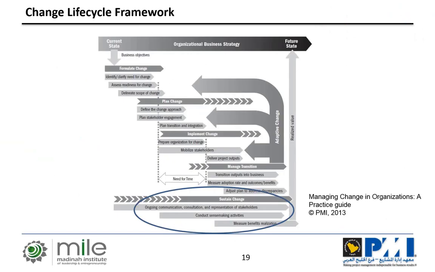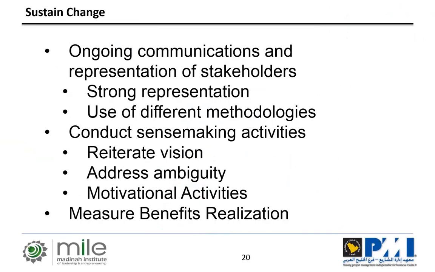So within all these life cycle steps, we also have something which is sustain the change. Once the change has happened, we need to make sure that it is lasting and is there to benefit our organization. So how do we achieve that? We achieve that by making sure that we communicate with our stakeholders. We have to make sure that we create what we call sense-making activities, things that are reiterating our vision, address any type of ambiguity in the change, and also motivate people to understand the change. And this is where we measure the benefits. So as long as we are doing all these things, we are reassuring our organization that we can sustain the change in the long run.